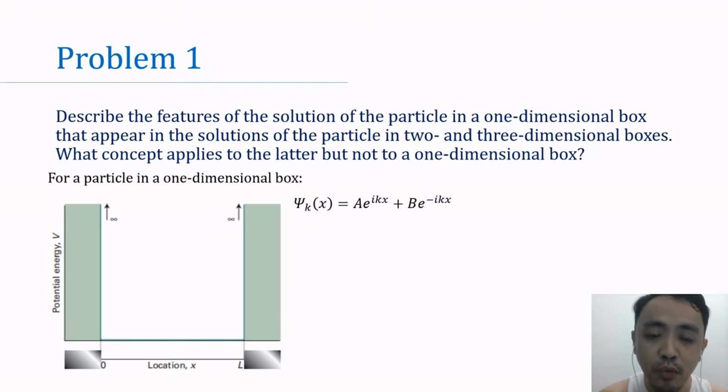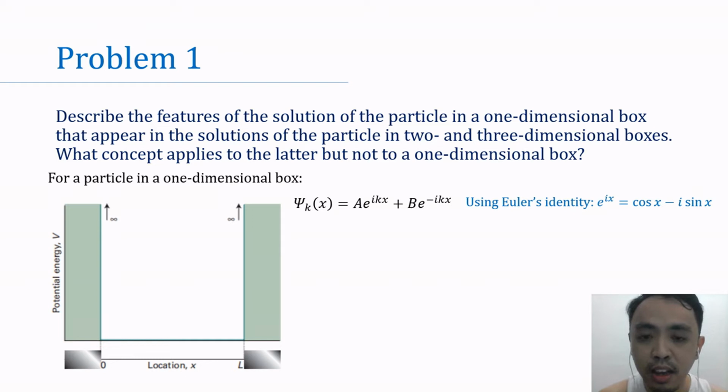The wave function for this particle is given on the screen. Now, applying Euler's identity, as shown on the screen, we are then able to get rid of the exponential terms in this equation and replace it with merely cosine and sine terms. This gives us the following equation for the wave function.